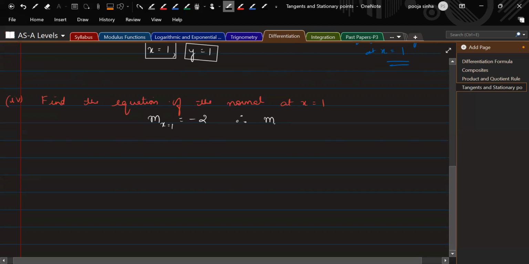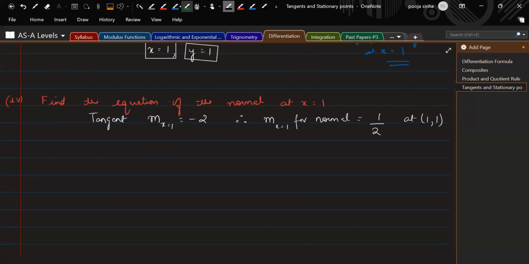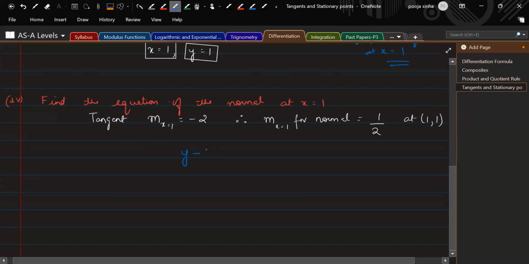Therefore, m of the, and this is for the tangent, right? This was for the tangent. So फिर therefore, m at x equals to 1 for normal would be? One upon two. Excellent. 1/2 हो गया. And the points are the same. This is when x is 1 and y is 1, we are talking about the same two points. Yeah. So we have everything. So बताओ, equation क्या बनेगी? y minus 1 is equal to 1/2 x minus 1. Superb. अभी इसका equation बना दो.